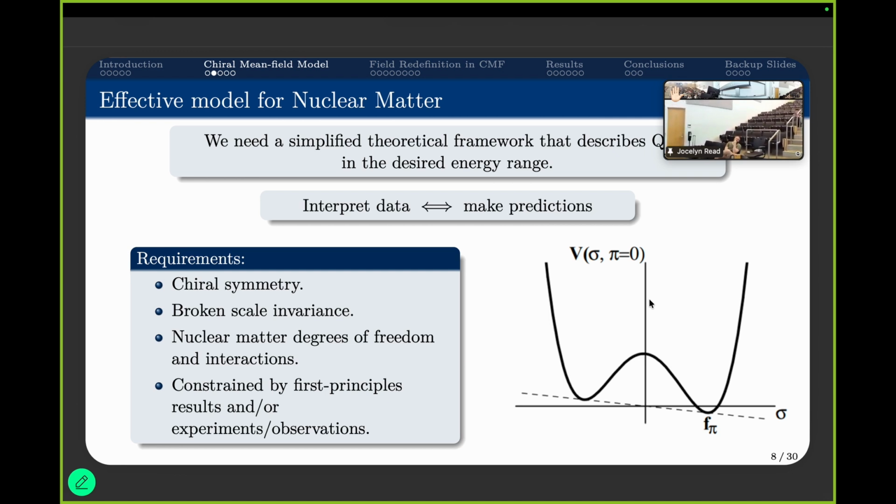If it has to describe strong interaction physics, it has to encapsulate the basic properties of QCD, like chiral symmetry. The chiral symmetry should be restored in the particular regime, and it should also respect the broken scale invariance property of QCD, and it should have nuclear, hadronic or quark matter as degrees of freedom and their interactions. And last but not the least, it should be constrained by the first principle results, like the fundamental theories as well as the experimental or observational data.